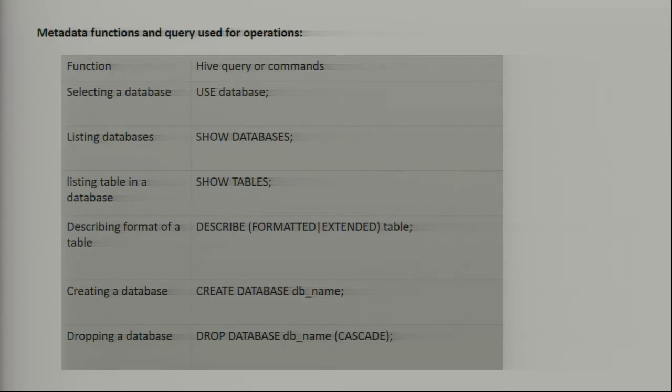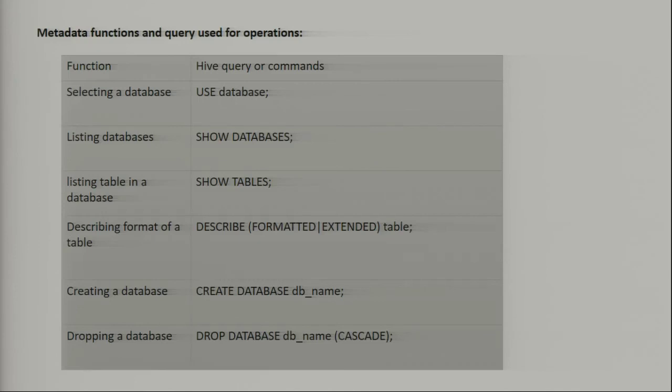Next we have describing the format of a table. Suppose you want to check the table, which are the columns, you are trying to describe them. So I'll be using DESCRIBE. In brackets you will be writing FORMATTED, or it will be an EXTENDED one. In this particular format, you are talking about whether that particular table is extended to another one. So that is the point: DESCRIBE FORMATTED or EXTENDED table.